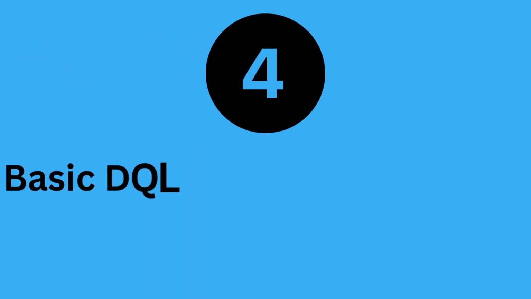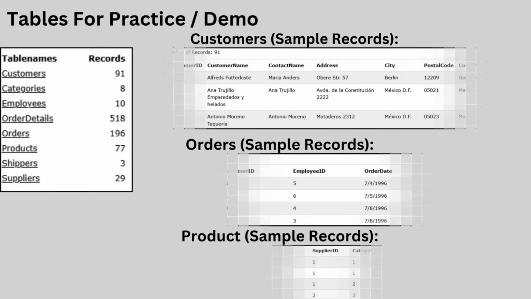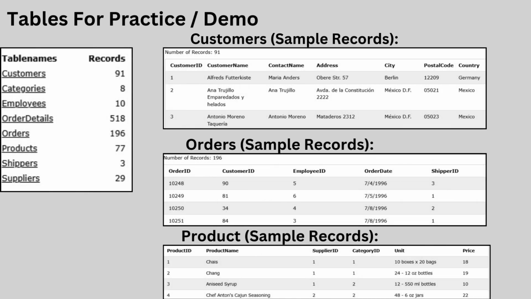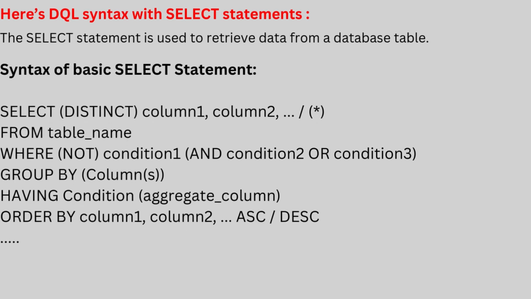In this section 4, we will discuss basic DQL, data query language, with practical examples. In this session we will write basic select statements and will see the output from a couple of demo tables like customers, orders and products tables. Here's DQL syntax with select statements. The select statement is used to retrieve data from a database table.